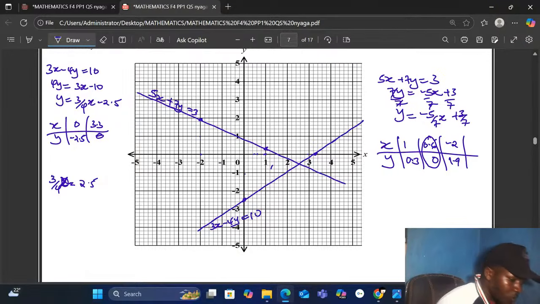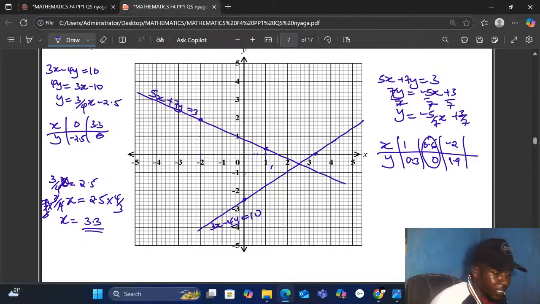So now we take 3 over 4 x, now that y is 0, to be equal to 2.5. So we multiply both sides by 4 over 3, times 4 over 3. So they cancel out. Then x becomes what? 3.3. That is when y is 0.